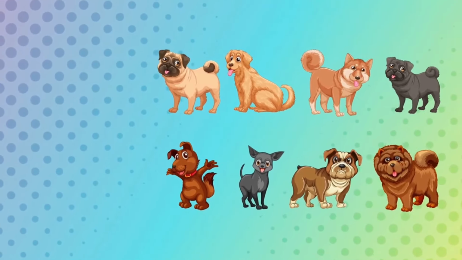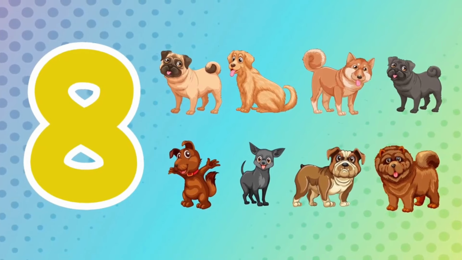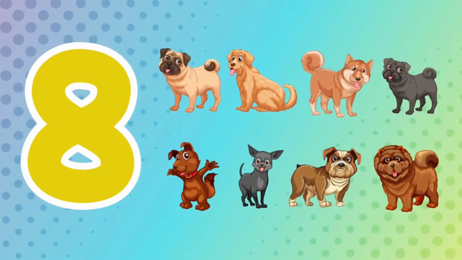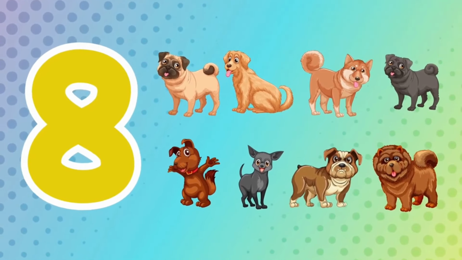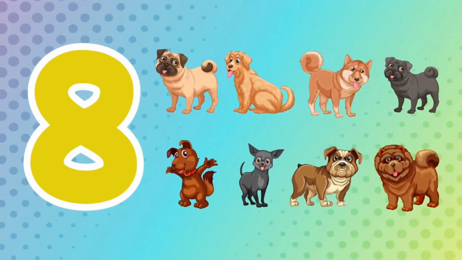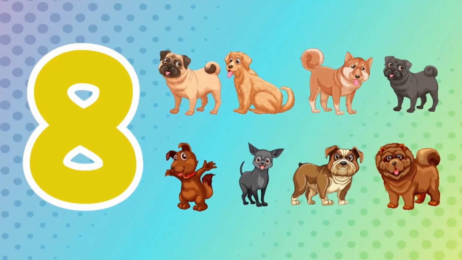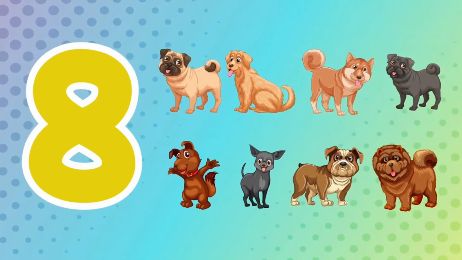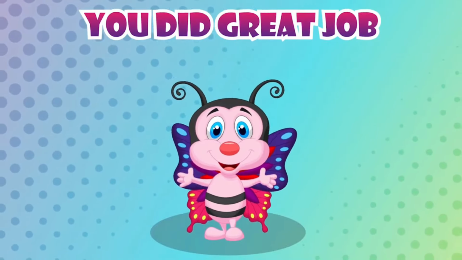How many dogs can you see on the screen? Eight. One, two, three, four, five, six, seven, and eight. One dog. Two dogs. Three dogs. Four dogs. Five dogs. Six dogs. Seven dogs. And eight dogs. Are you ready to get set eight? Can you run to reach the gate? Wow! You did a great job!